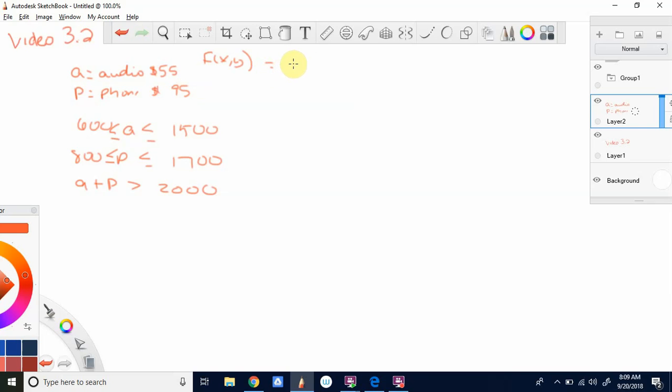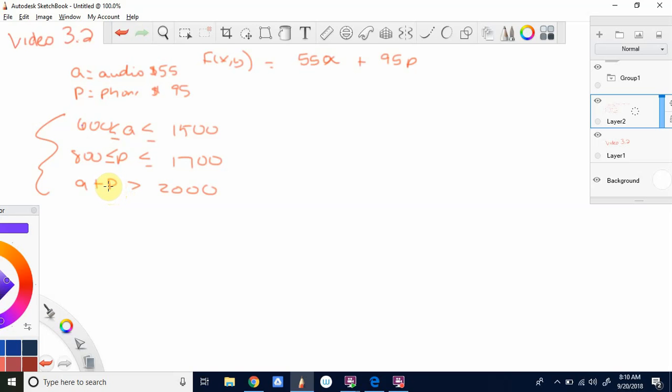So the cost is going to be $55 times the number of audios plus $95 times the number of phones. This is going to give us our cost. There's our objective function. These are our constraints. But you notice, don't I have 2 constraints here and 2 here? So I have a total of 5 constraints.